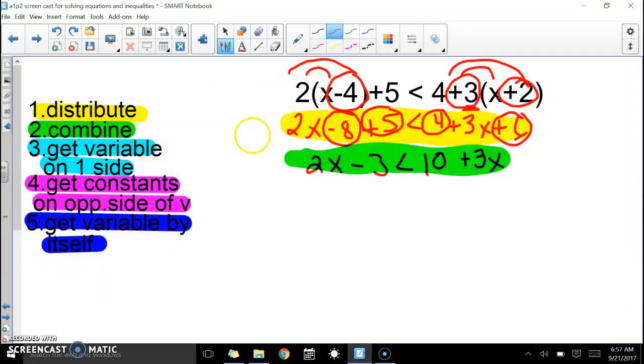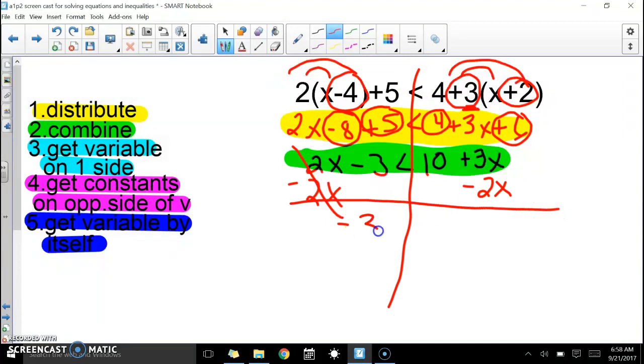The next step says get variable on one side, and we do that by mama says come here. This is mama, it's going to stay, so I need to bring over this positive 2x. So I'll subtract 2x here, subtract 2x here. Okay, let's go ahead and put our line down. Then I'm left with negative 3 is less than 10 plus x, because 3 minus 2 is 1, and I can just keep it like that.